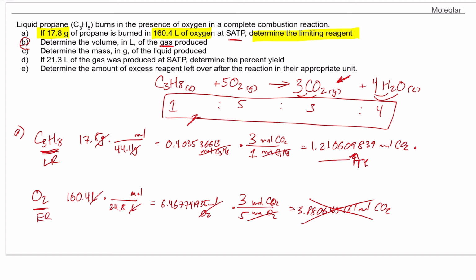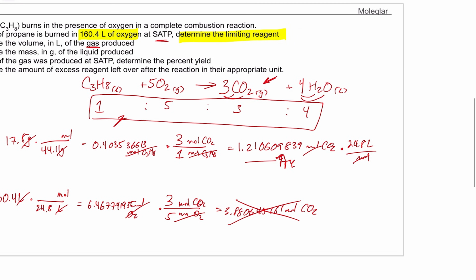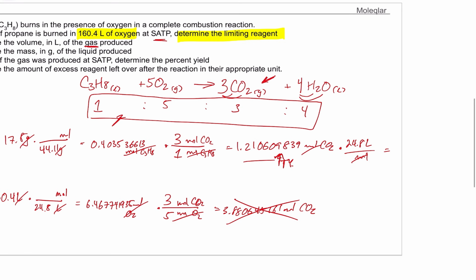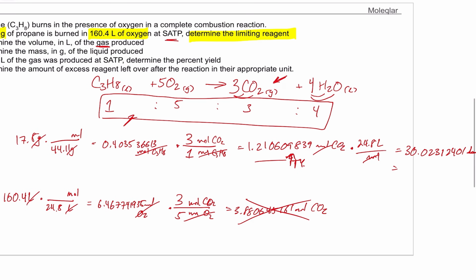So remember that the molar volume again at SATP is 24.8 liters per mole. And so our moles will cancel out and we will be able to get our answer here, which will be 30.02312401 liters of CO2. And we can use three significant figures because we have 1, 2, 3. So 30.0 liters is going to be how much CO2 is produced.